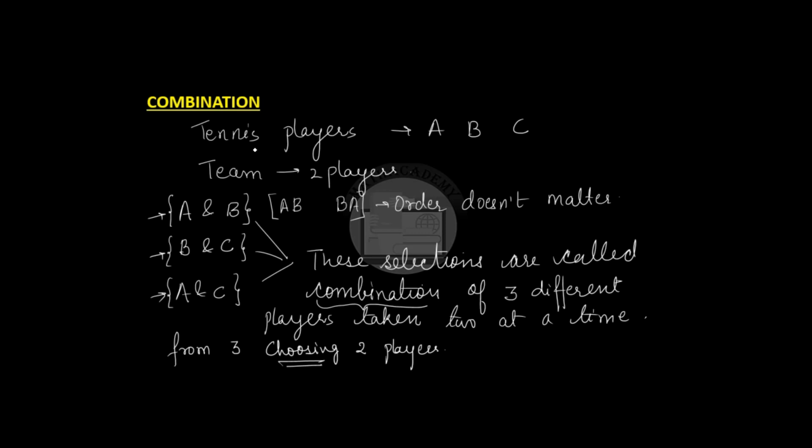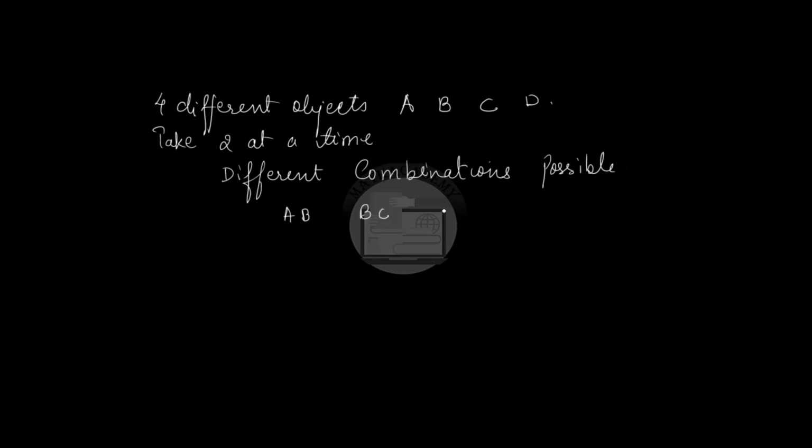Let us take one more example. Suppose we have four different objects A, B, C and D, and we have to take two at a time. Let us see what the different combinations available are. Choose A and B, B and C, C and D, or maybe A and C, A and D, B and D.